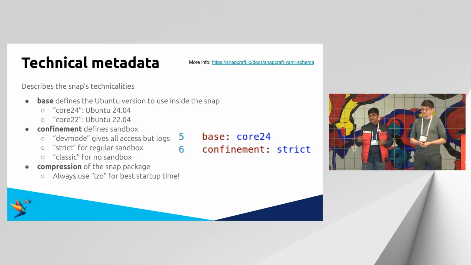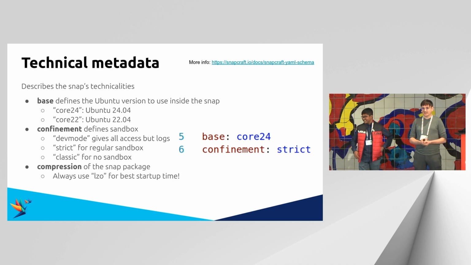And of course, there's technical metadata explaining how the snap will work and what the snap will use. There's base, explaining which Ubuntu base it will use. There's confinement, which defines the sandbox. Is it strict? Is it dev mode? Is it classic? And of course, the compression. It's a very important thing, but just use LZO.